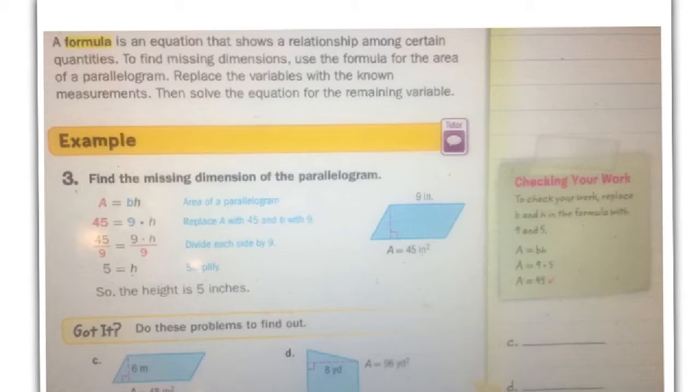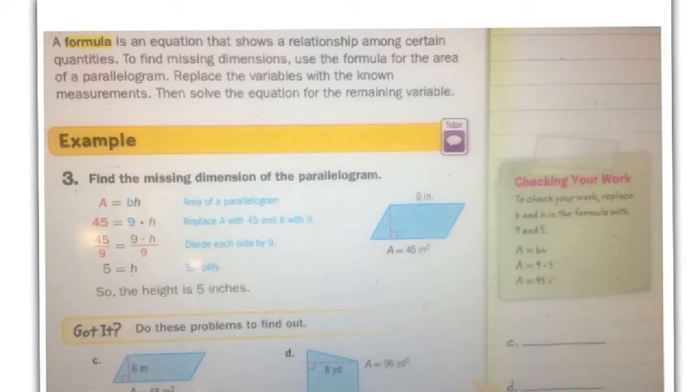So for number 3, it says, find the missing dimension of the parallelogram. The area we know is equal to the base times the height. The area, it says, is 45 equals 9, which is the base, times the height. The height we do not know. So that's like our missing piece to a puzzle. So 45 equals 9 times h. Well, this is pretty easy. You could do that in your head. You know that 9 times 5 is 45. So you're pretty sure that 5 is the height.